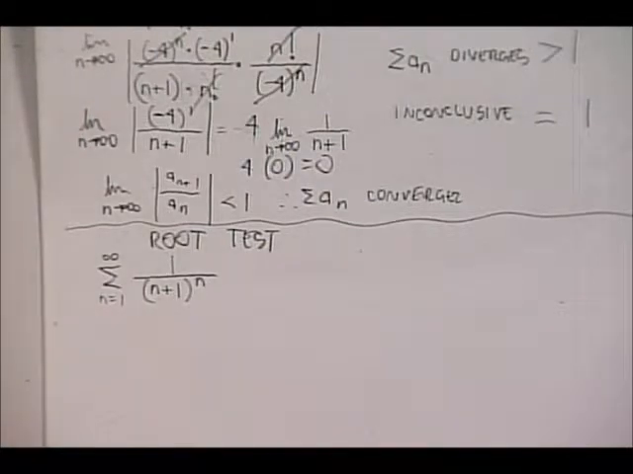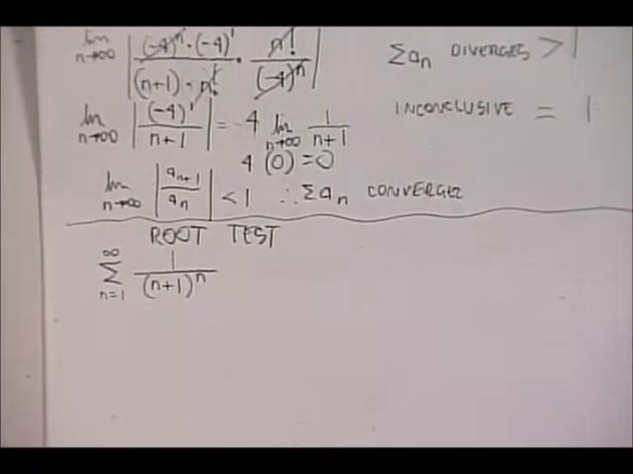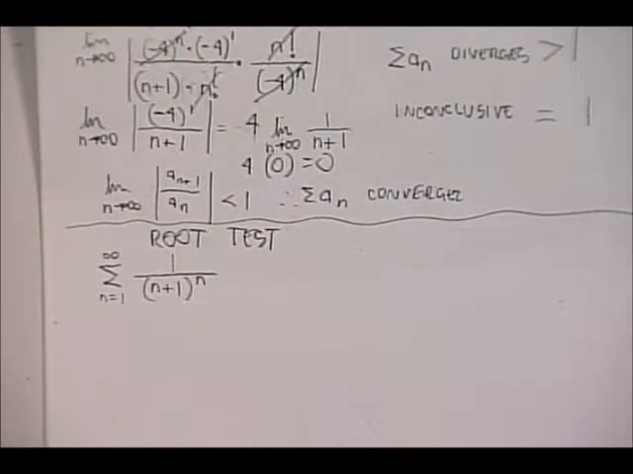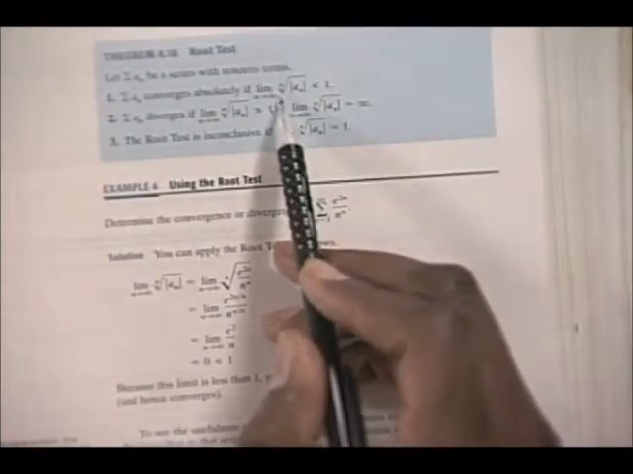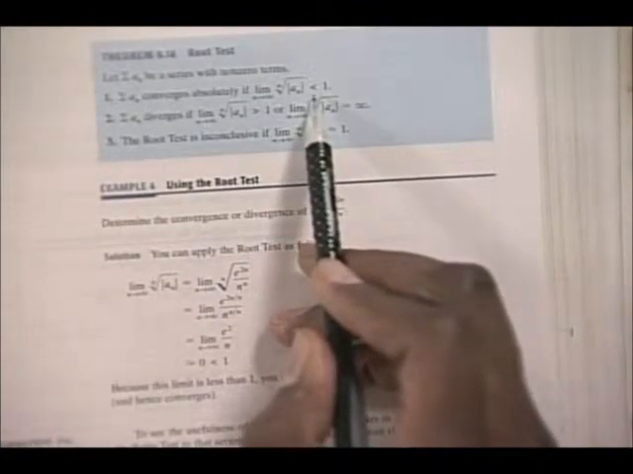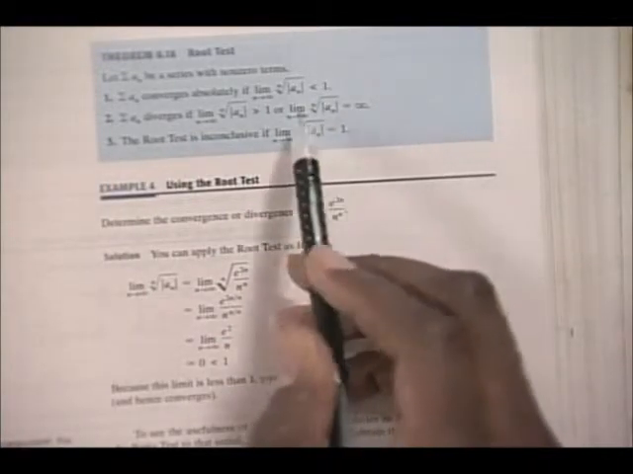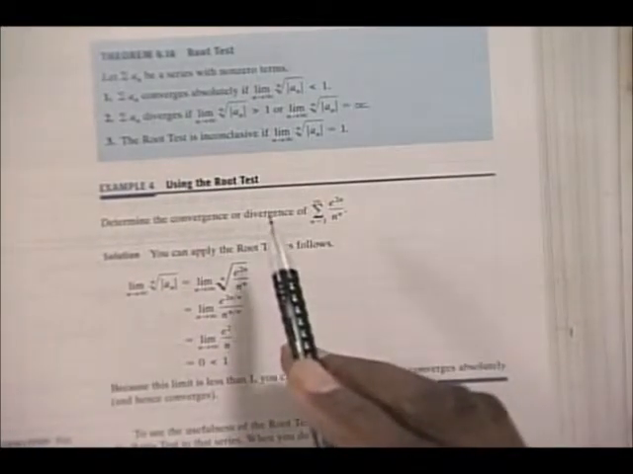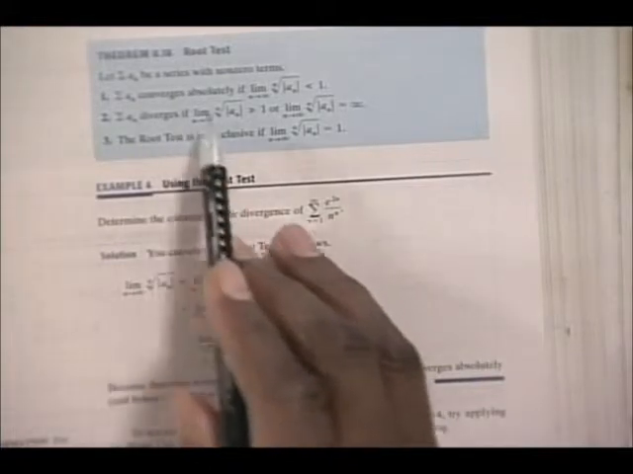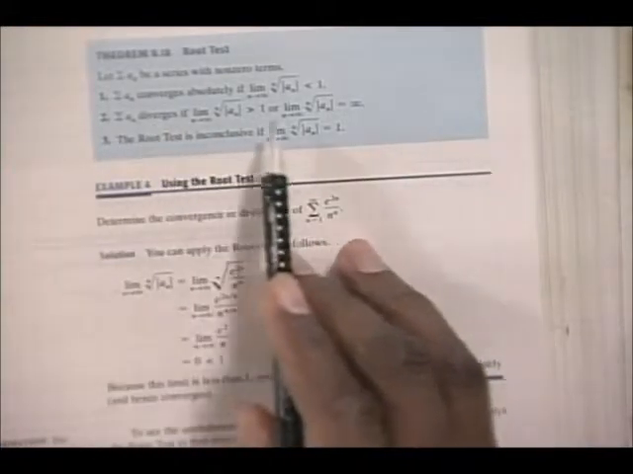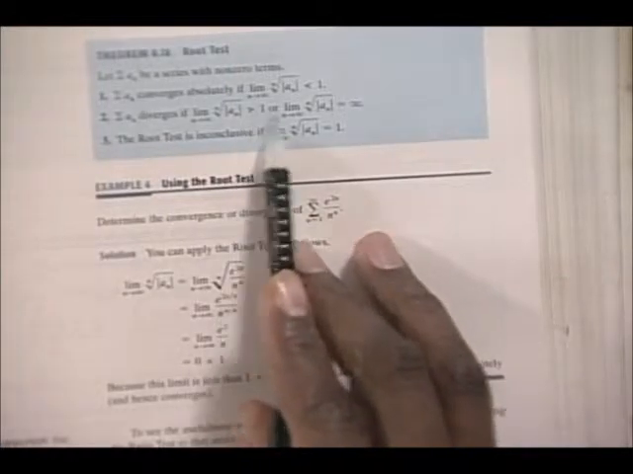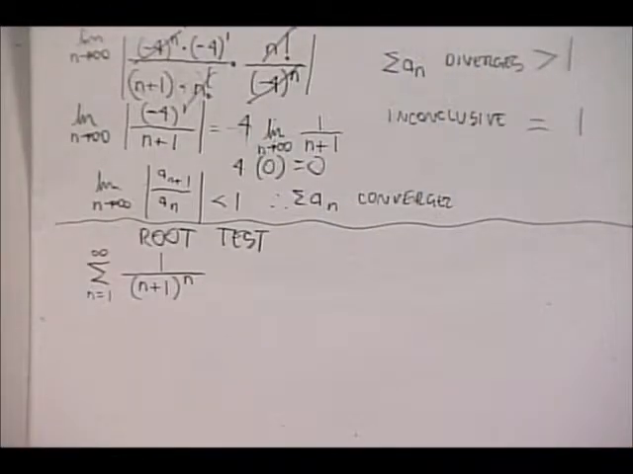The root test in my textbook can be found on page 591. All you're really doing is taking the nth root and analyzing whether the limit as n goes to infinity of the nth root is less than 1. That would verify convergence, actually absolute convergence, but we'll talk about that in another show. If the limit is greater than 1 or infinity, that verifies divergence. If you get 1, the test is inconclusive.